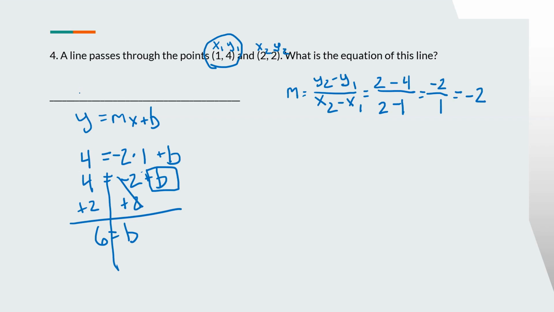So now I can write my equation because I've got everything. I've got a slope, and I've got a y-intercept. Life is pretty good. So y equals the slope, which is -2x, and the y-intercept is 6. -2x plus 6.